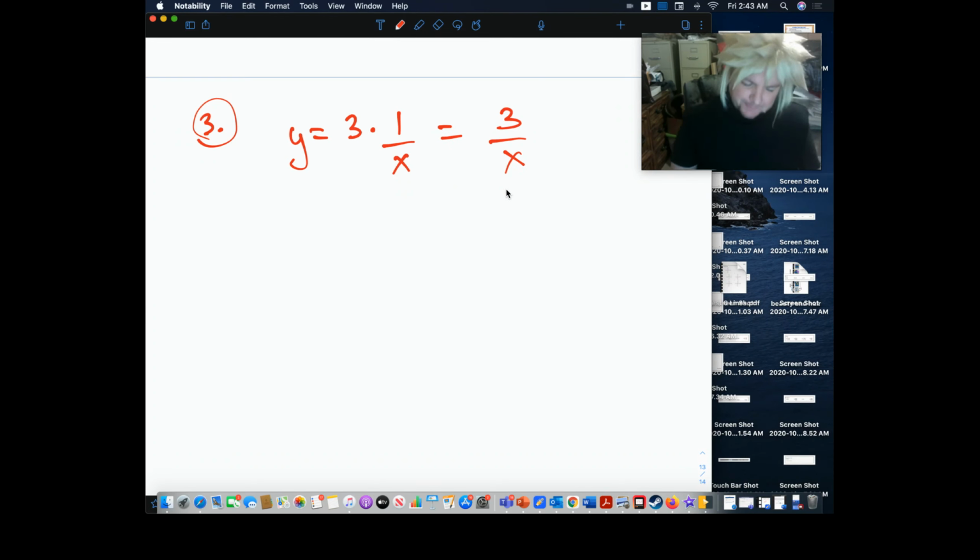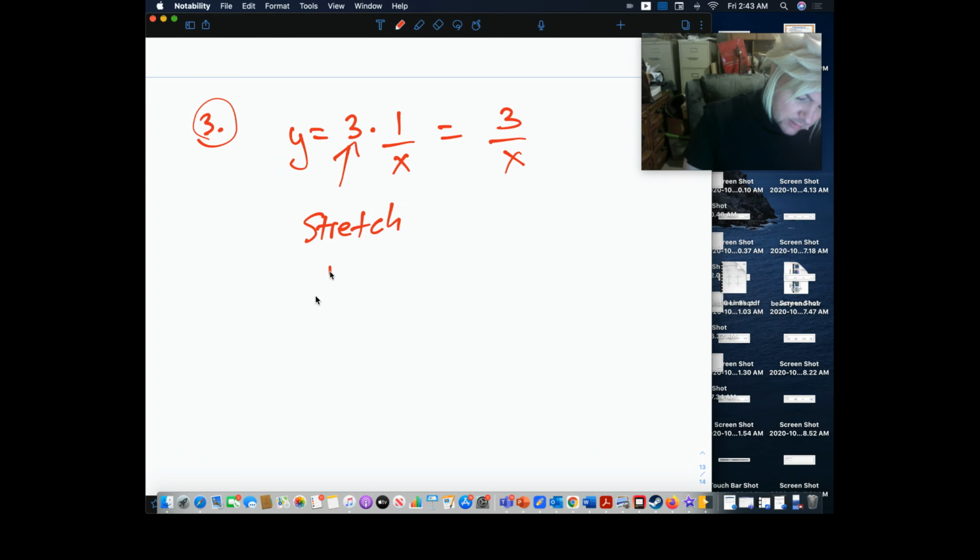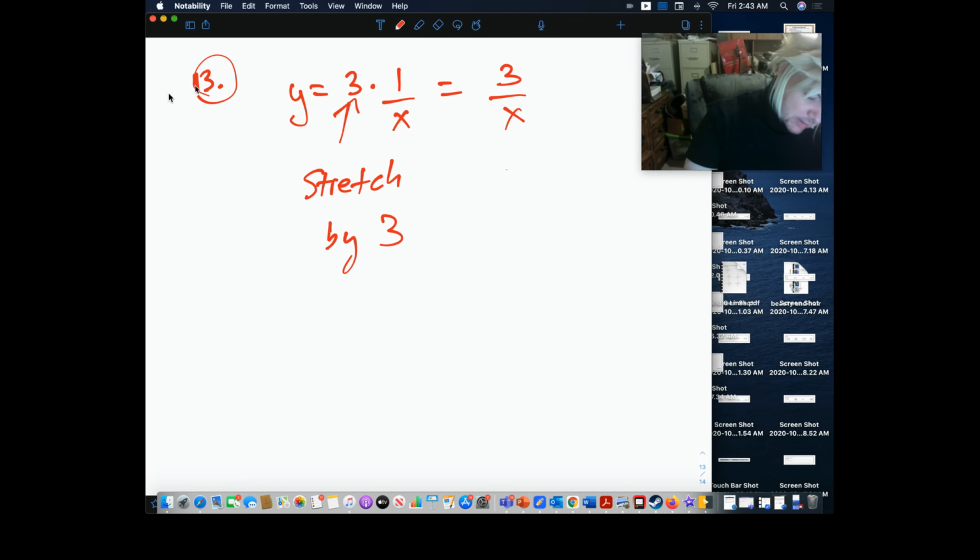Number 13. We got y equals 3 times 1 over x, which is actually the same thing as 3 over x. So if you see it either way, they mean the same thing. This is just like the dance, right? It's a stretch by 3. Perfect. And this is 13, not 3. All right. Kind of gave it away with this dance. Not even going to worry about it. We're going to jump on to the next one, number 14.